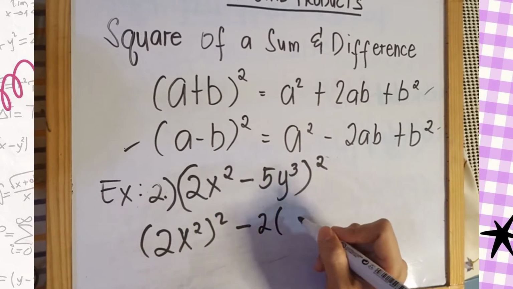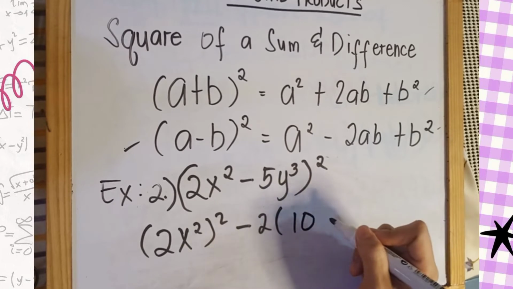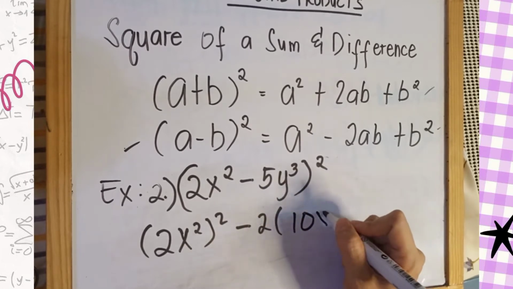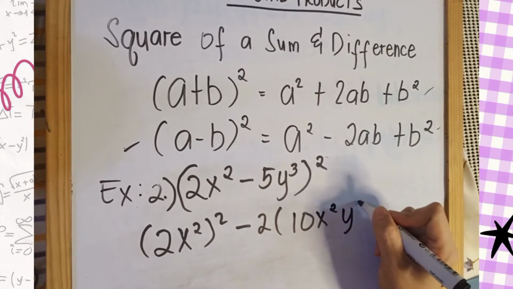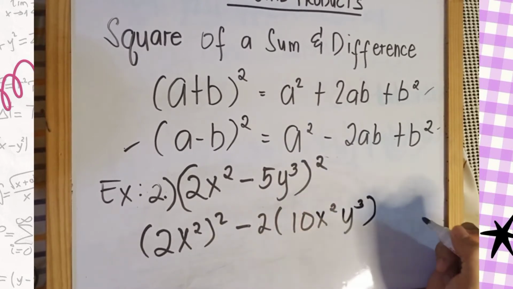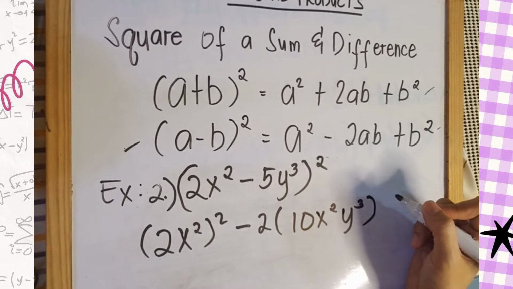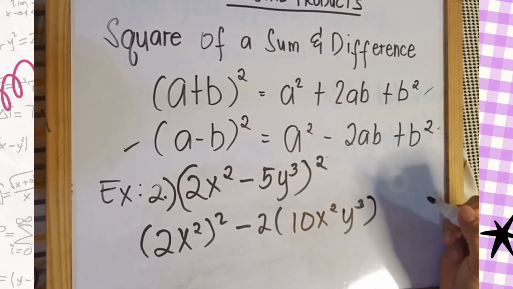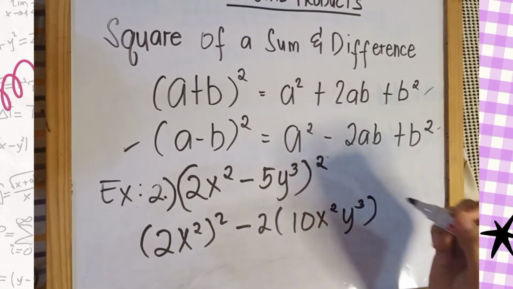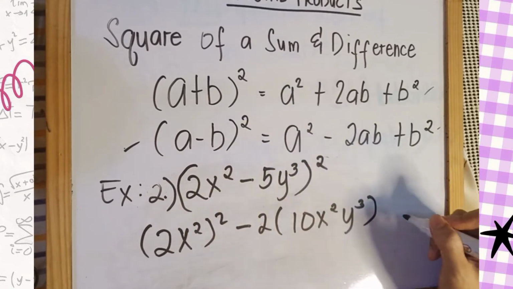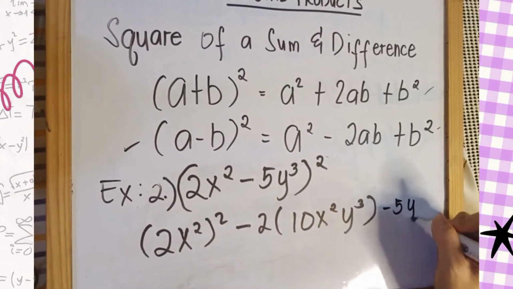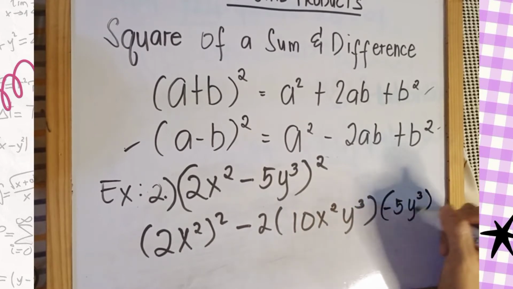So, that will become 10x squared y cubed. And then we have our last term, which is the square of the last term. So, negative 5y cubed squared.